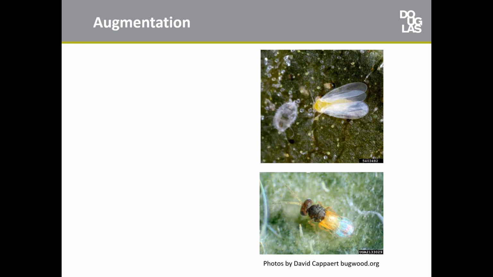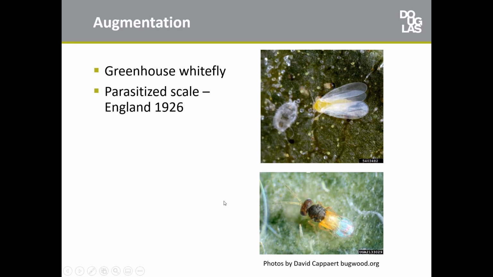The second method is called augmentation or augmentative biological control. And again, I'll use an example to illustrate. On the right top panel, you see greenhouse whitefly, which is a global pest of indoor crops like greenhouse crops, that sort of thing. We see a whitefly adult here and a whitefly scale, which is the nymph or immature version of the whitefly. In about 1926, a parasitized scale was discovered in a greenhouse in England. And when they incubated that parasitized scale, what came out is this little wasp called Encarsia formosa that you see in the bottom panel down below. Tiny, tiny wasp that parasitizes these whitefly scales.